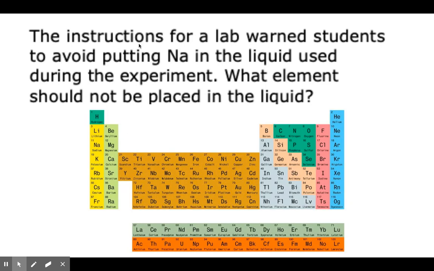Phosphorus. The instructions for a lab warned students to avoid putting Na, capital N, lowercase a, so that's a symbol on the periodic table, in the liquid used during the experiment. What element should not be placed in the liquid? So it's whatever element this is. And the answer choices would have the names of the elements. And so you would have to search everywhere and find Na and then pick that name. It's sodium.